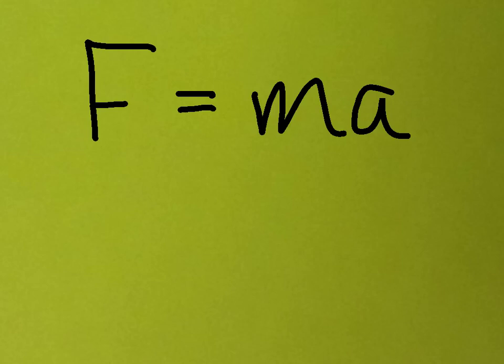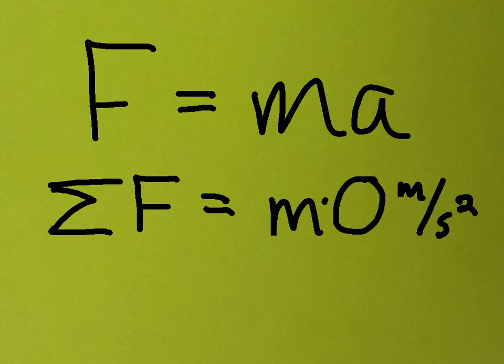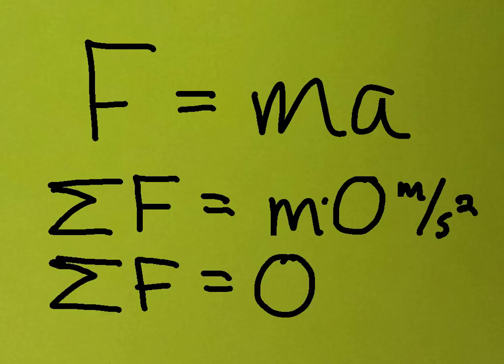There's one equation, Newton's second law. Force is equal to mass times acceleration. If the acceleration is 0, due to either constant velocity or the object being at rest, then the net force on the object is equal to 0. So in a free body diagram, we can consider all of the horizontal forces or all of the vertical forces and determine if there is motion in that direction or 0 motion.